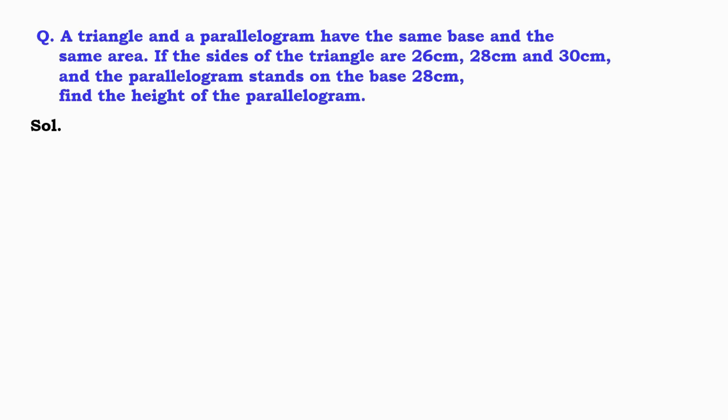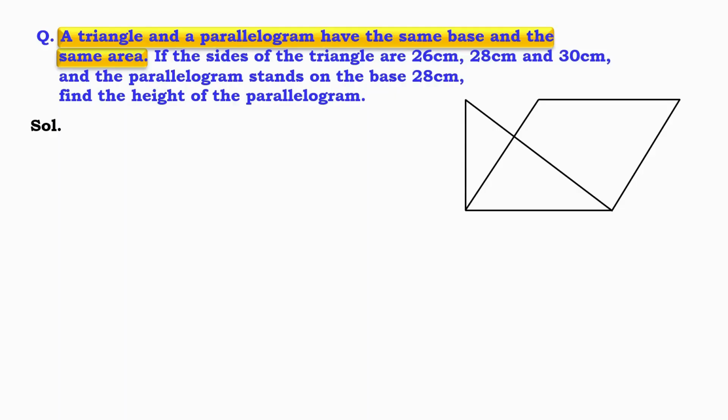The first question is, a triangle and a parallelogram have the same base and the same area. If the sides of the triangle are 26 centimeter, 28 centimeter and 30 centimeter and the parallelogram stands on the base 28 centimeter, find the height of the parallelogram. So here what is given is that the triangle and the parallelogram have the same base and also the same area. So let's take a look at how it will look.